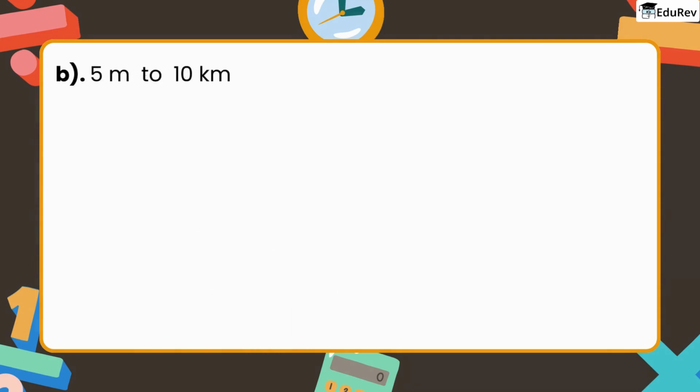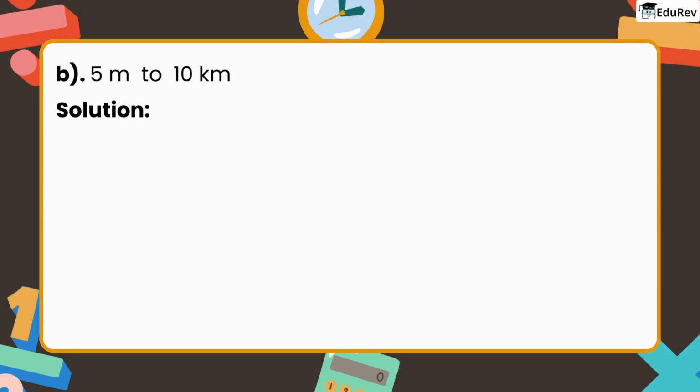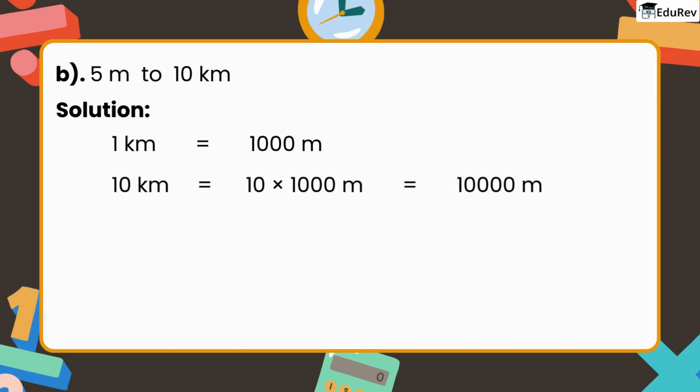The second part is 5 meters to 10 kilometers. This part is different from the one before because the units of both quantities are different. One is in meters and the other is in kilometers. And the rule of ratios says that we have to convert the quantities into the same units to calculate the ratios. So, 1 kilometer is equal to 1000 meters. This means 10 kilometers will be equal to 10 into 1000 meters, equal to 10,000 meters. Now, we can easily calculate the ratio. Try it once on your own.